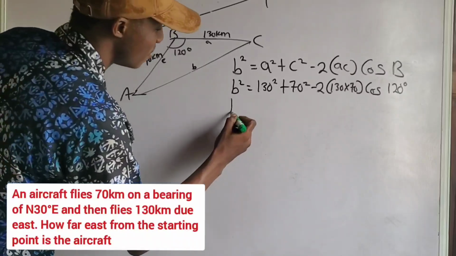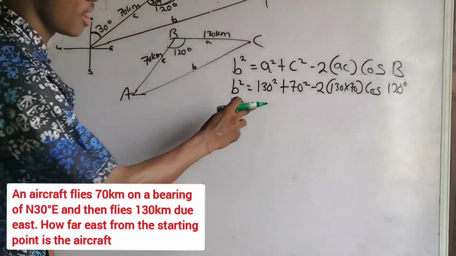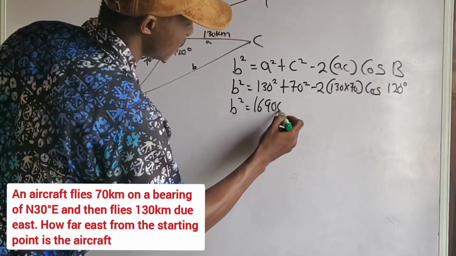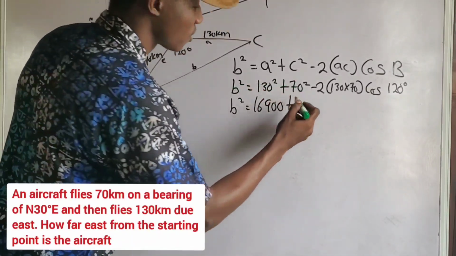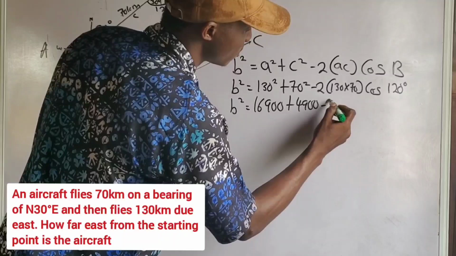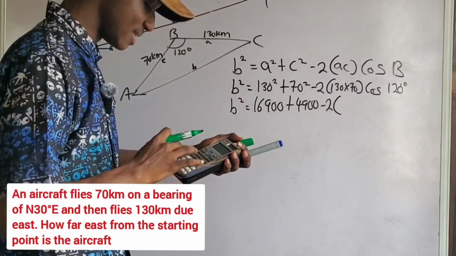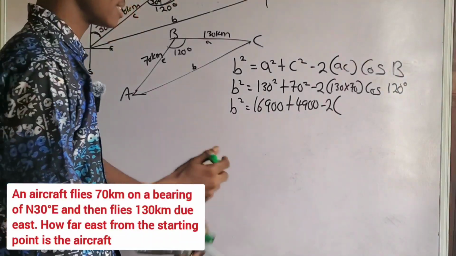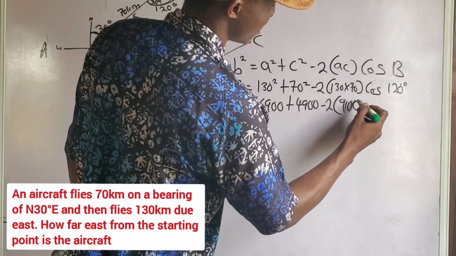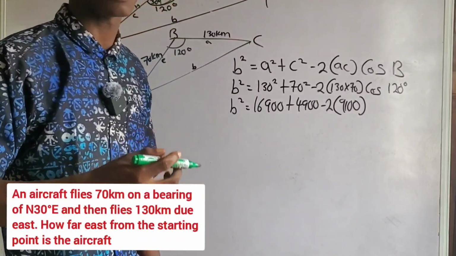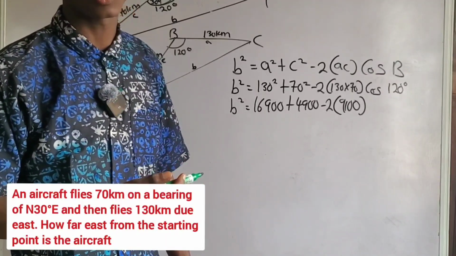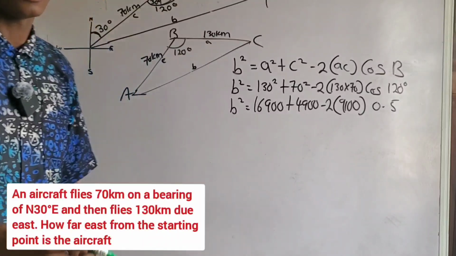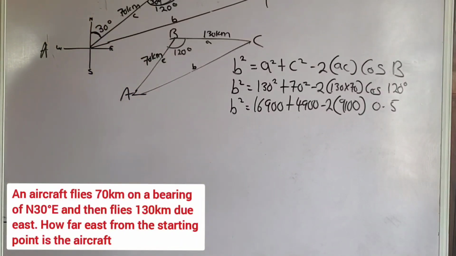So b squared is equal to 130 squared, which is 16,900, then 70 squared is 4,900, minus 2 multiplied by 130 times 70, that is 18,200, times cos 120. Cos 120 is the same thing as cos 60, and cos 60 is 0.5. Do you understand? You can verify.